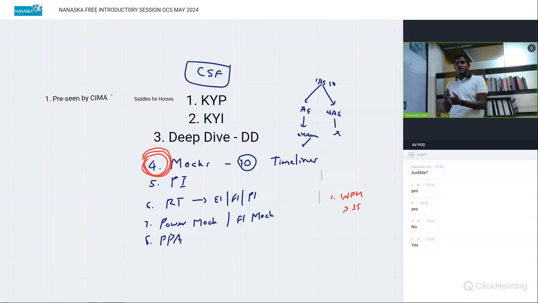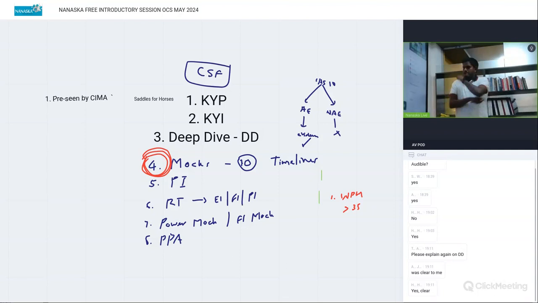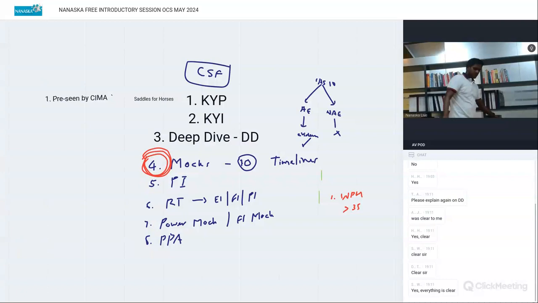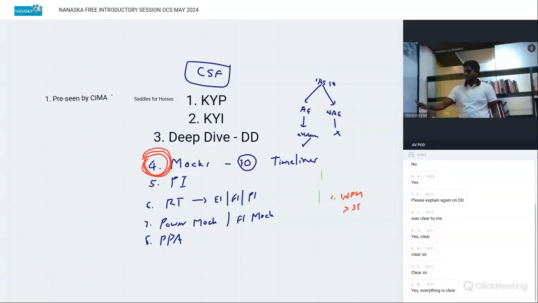Yeah, so I want everyone to have their hands on the keypad. Can you all give me some feedback on it? Good. Okay, I'll explain DD again. Very good. What about the others? The majority of you are saying that you are clear. Good.